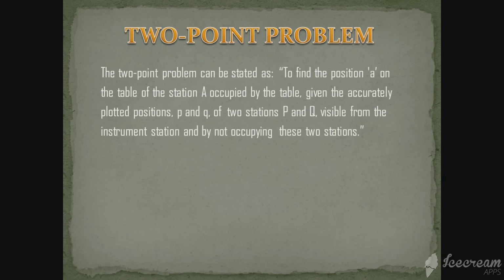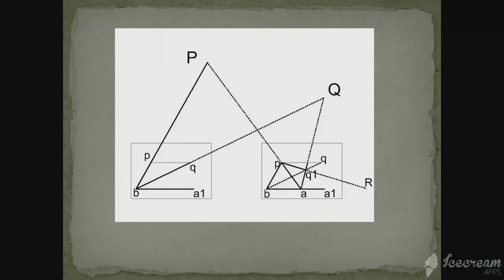Now we come to the 2-point problem. The 2-point problem can be stated as: to find the position A on the table of the station occupied by the table, given the accurately plotted positions P and Q of 2 stations P and Q, visible from the instrument station, and by not occupying these 2 stations. Here is the diagram showing the 2-point problem.